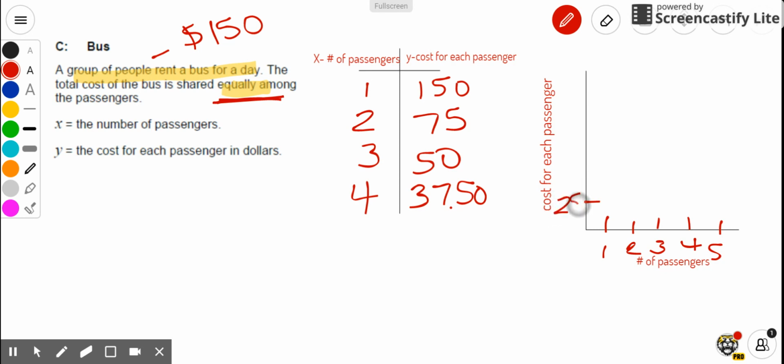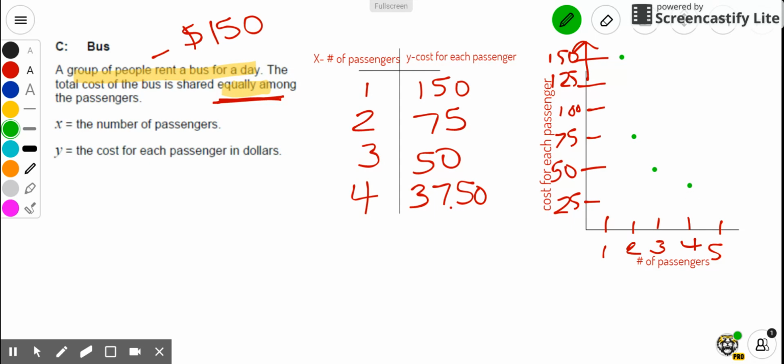So 25, not 30. What am I thinking? 25, 50, 75, 100, 125. And I'm going to extend this a little bit, 150. As long as you're counting by the same number, I don't care what you count by, and you get to what you need. So now I've got my first number is 150. I've got 2, 75. I've got 3, 50, and then I have 4, 37.50.